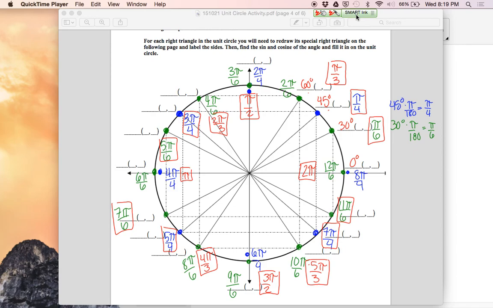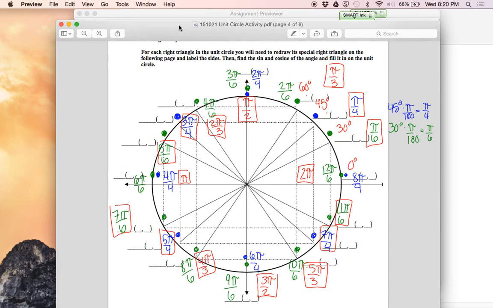So here is your unit circle in radians. I know there's a lot going on here, but that's the pattern. Plus pi over 6, plus pi over 6, plus pi over 6, plus pi over 6, and so on. And then for the middle angles that are multiples of 45, you go plus pi over 4, plus pi over 4, plus pi over 4. Okay? So there we go with that.